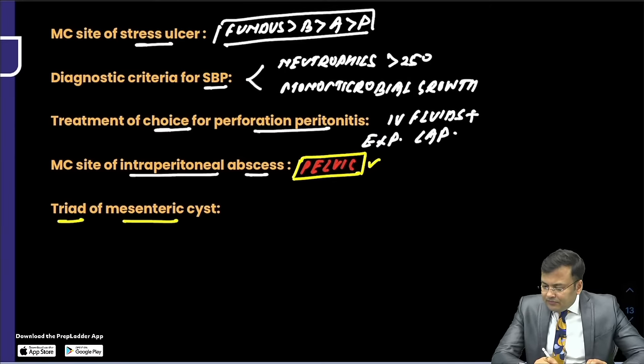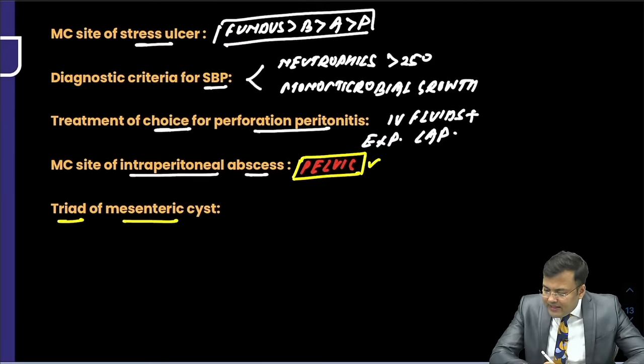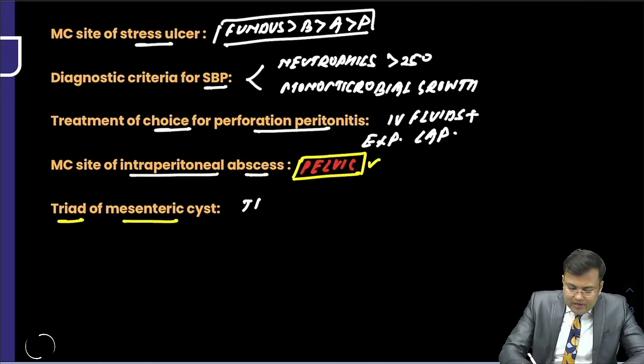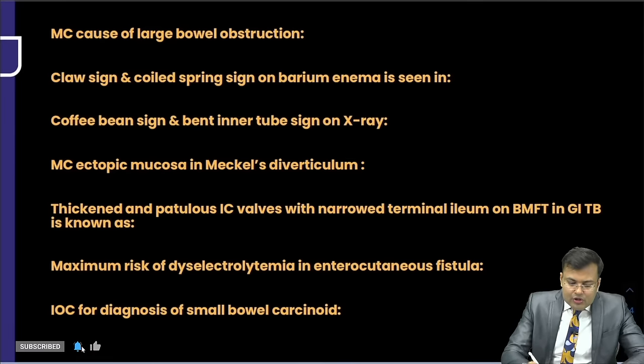Tell me, guys. Name of the triad for mesenteric cyst. Very good, Medha Patel, Tylox triad. It is Tylox triad. Very good, guys. Next, most common cause of large bowel obstruction.